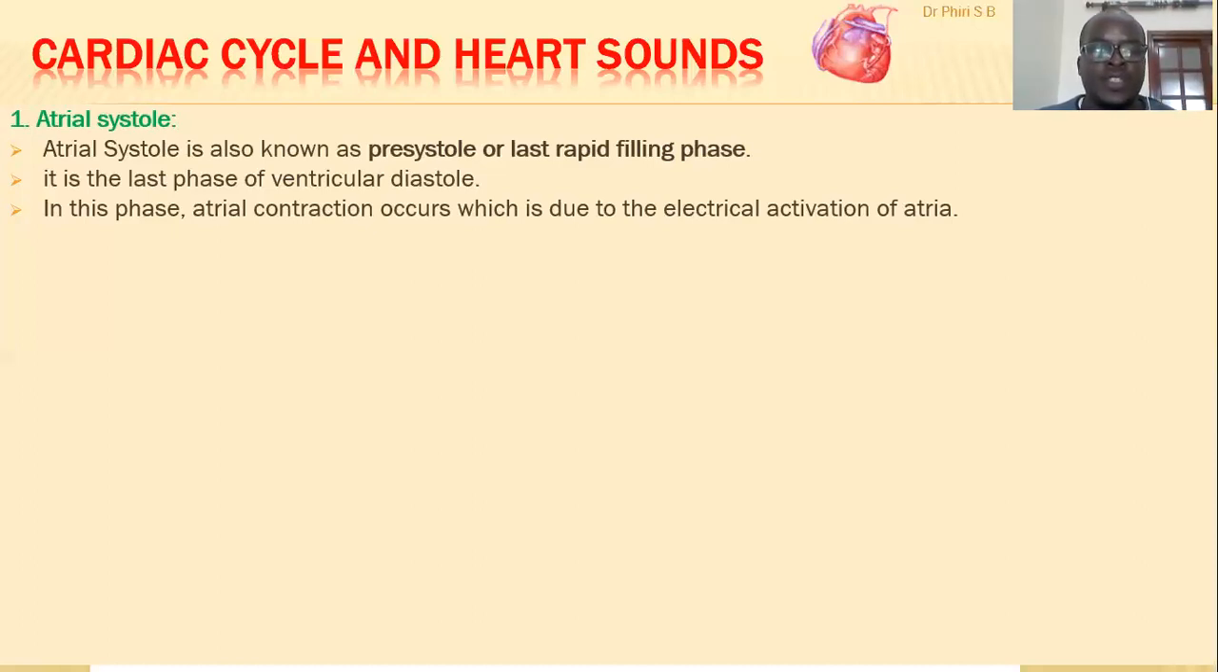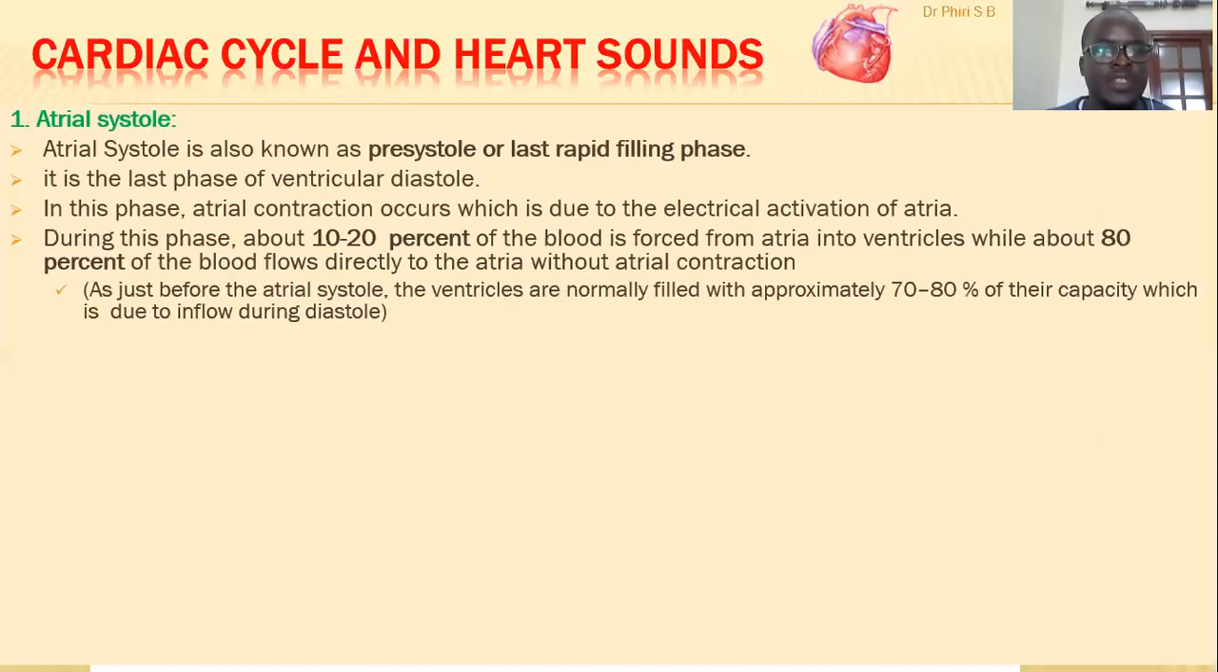In this phase, the atrial contraction occurs, which is due to the electrical activation of the atria. The electrical activation is brought about by depolarization of the atria. If you remember, you have that P wave. So the P wave will now result in the contraction of the atria.